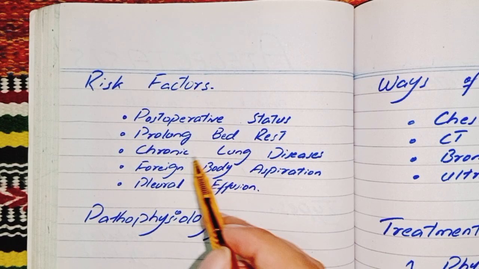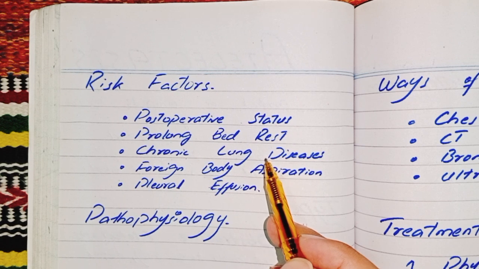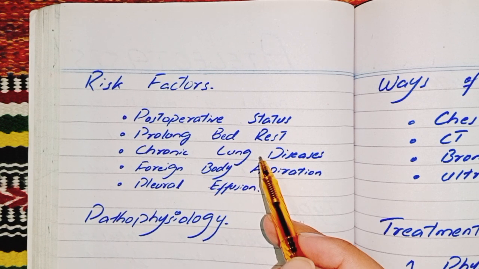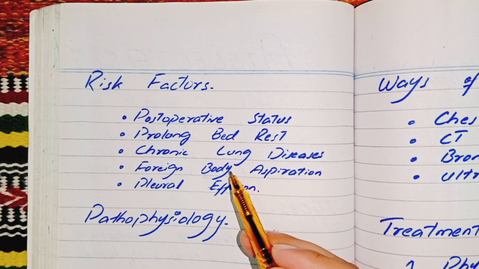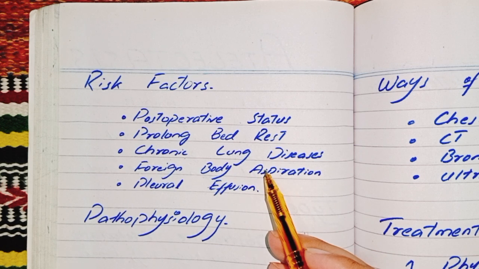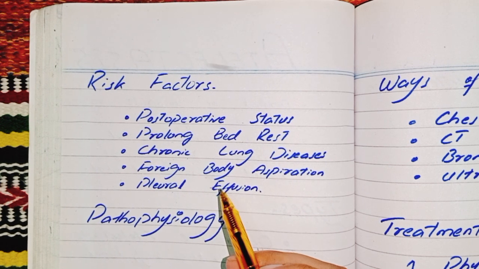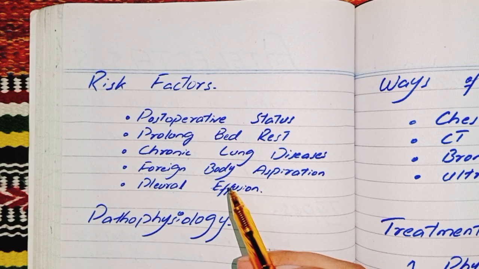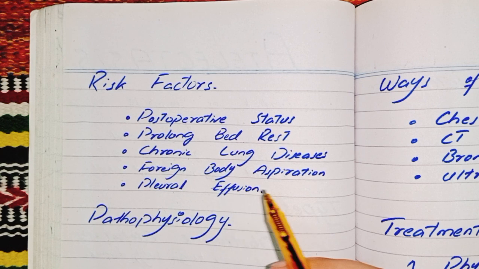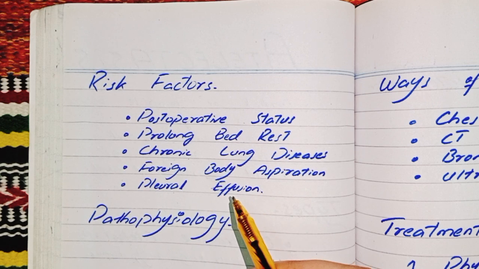Our third risk factor is chronic lung diseases. Diseases like COPD and cystic fibrosis increase the risk of atelectasis. Foreign body aspiration, especially in children, inhalation of objects can block the airways. Our last risk factor is pleural effusion. Fluid or air in the pleural space can compress the lungs.